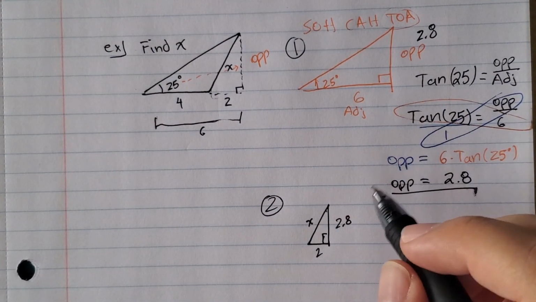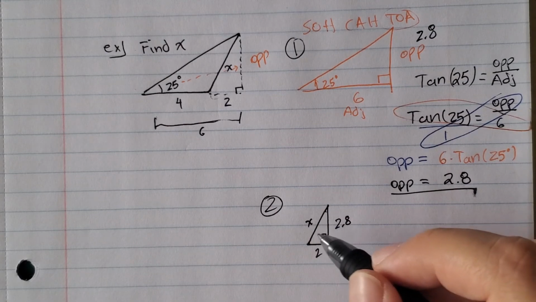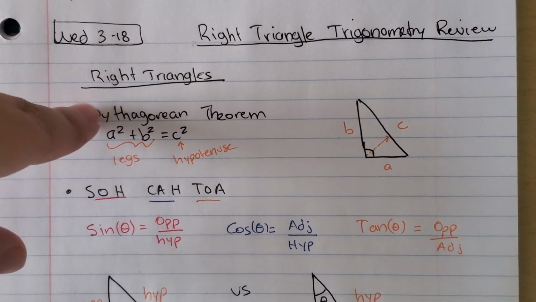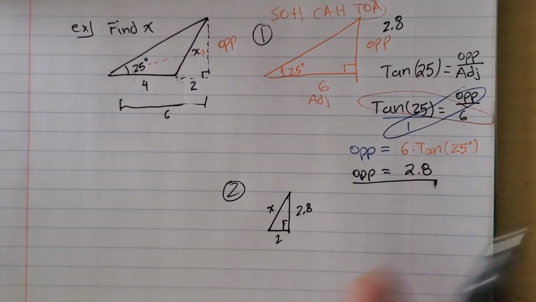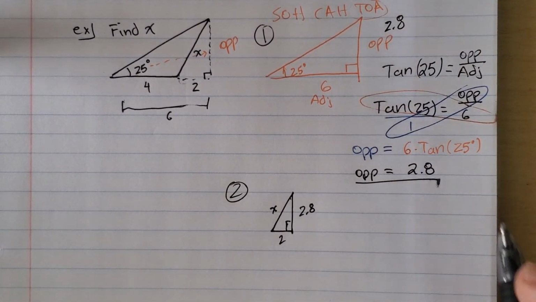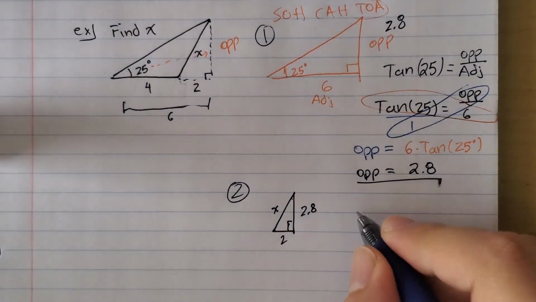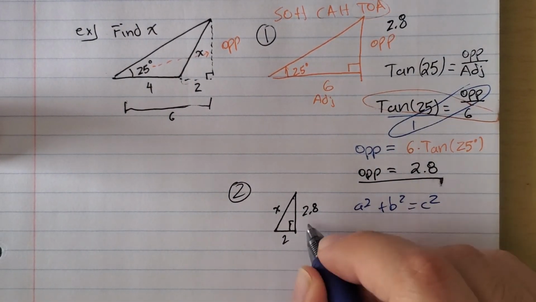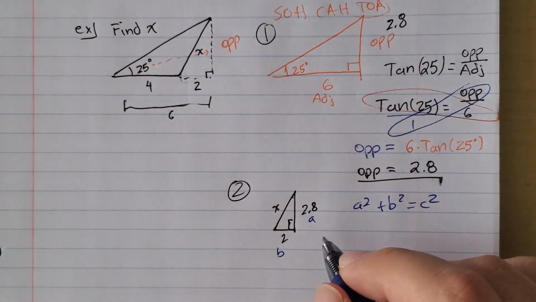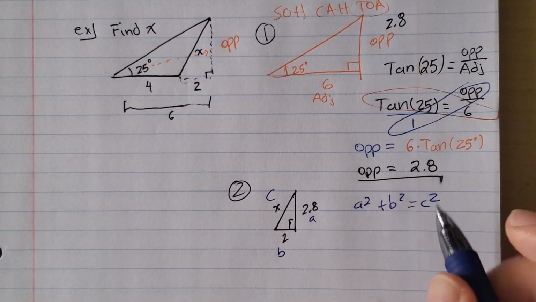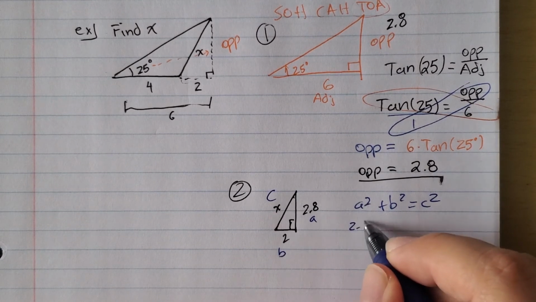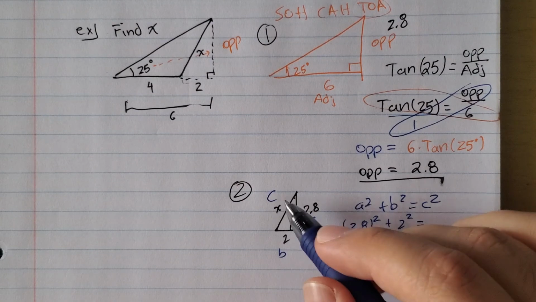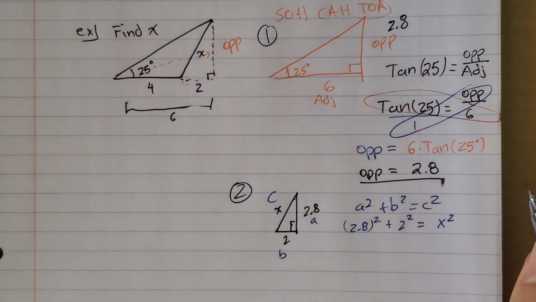Now I have different strategies. I can try to use SOHCAHTOA, but I don't know any angle. Keep in mind, based on our strategies, we still have the Pythagorean theorem. In fact, I have two sides. I'm trying to figure out the hypotenuse. That's exactly what I want to do. So a squared plus b squared equals c squared. And then just plug in. It doesn't matter what these are. I'll just call it a and b. But this has to be c. So 2.8 squared plus 2 squared is equal to x squared, whatever c is.